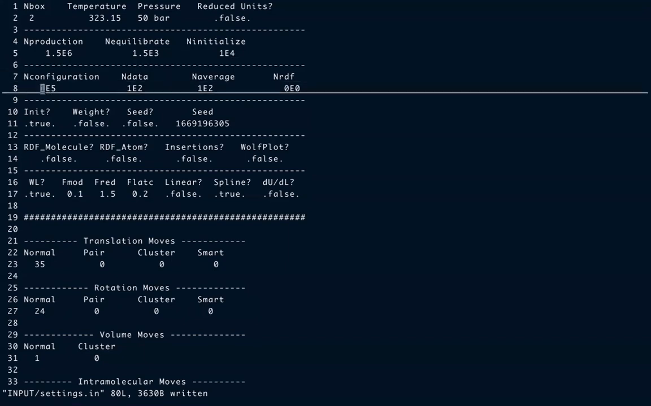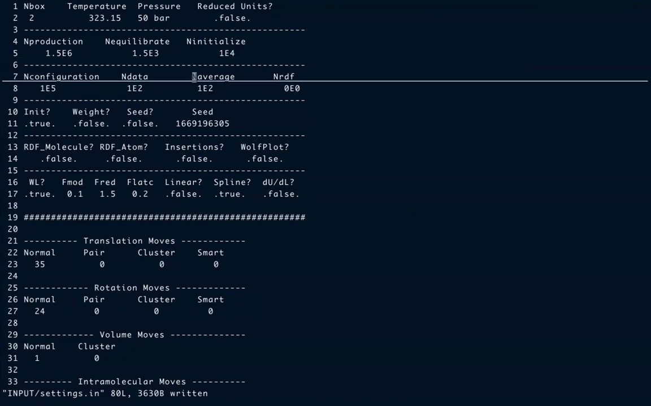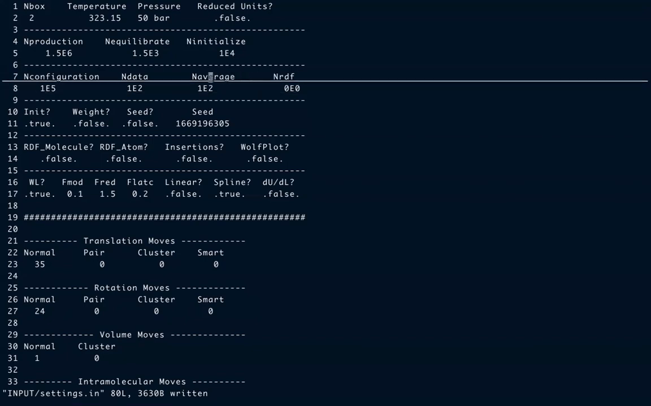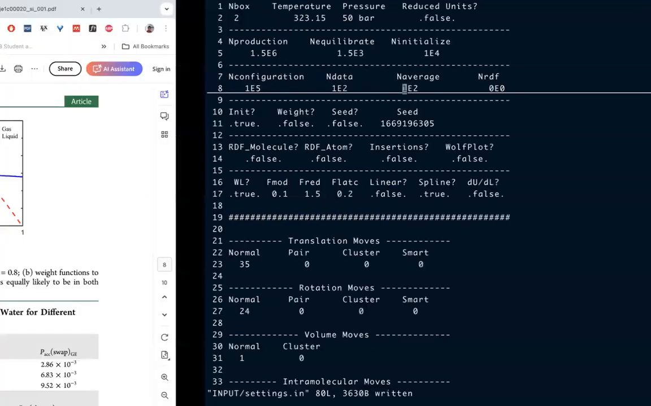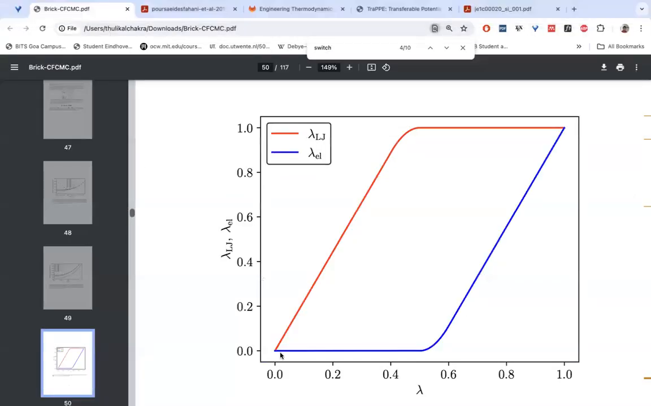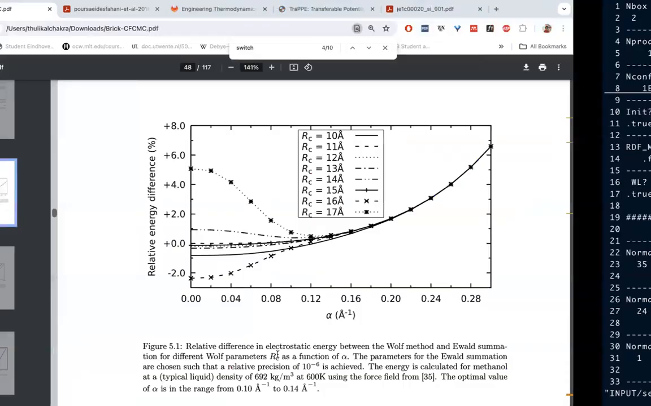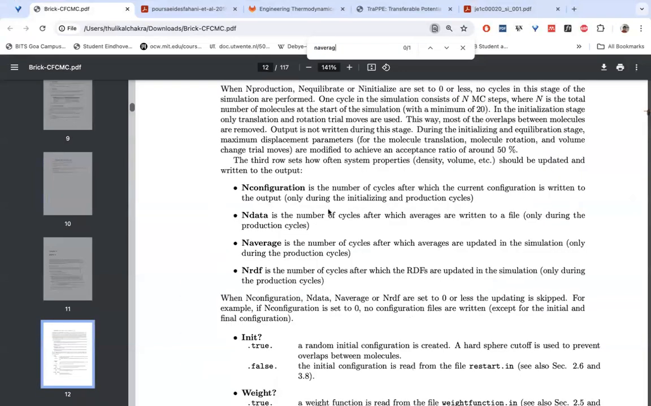Okay, so now here are some of the output parameters. You can print the radial distribution function, which I choose to be 0 right now. You can also produce averaged quantities. So you can average the volume, the number of molecules, and so on. A detailed explanation of this is available in the BricsCFCMC manual, where all of the parameters are explained in detail. For example, you can see what it corresponds to.